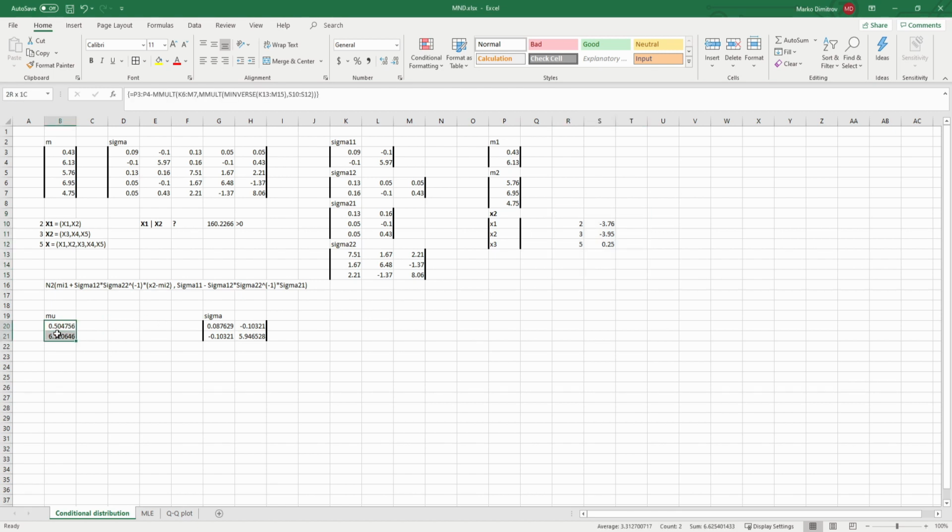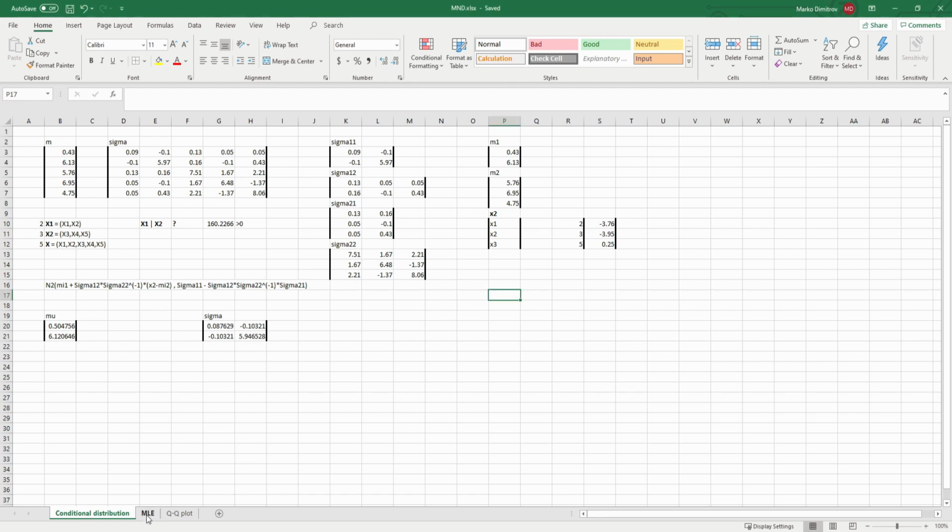So let's just double check this. We have mu1, okay, sigma 1, 2, inverse of sigma 2, 2 times the difference, and we get this one. Let's make it look nice, and this is what we got. So it has a bivariate normal distribution with these two parameters, if we are given this part here.